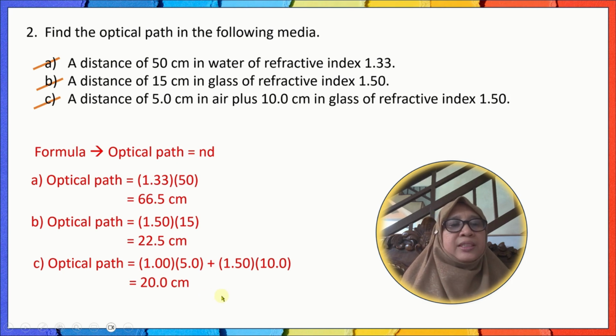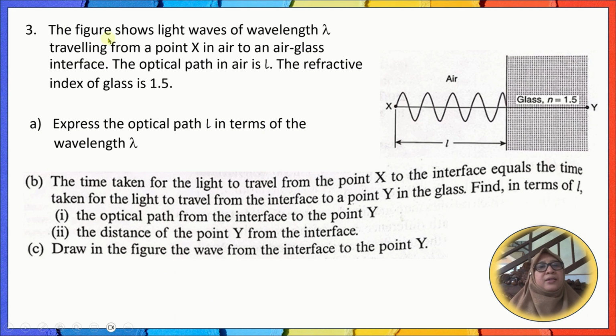Okay, now we go to question 3. The figure shows light waves of wavelength lambda traveling from a point X in air to an air-glass interface. The optical path in air is L. The refractive index of the glass is 1.5. Express the optical path L in terms of wavelength lambda.